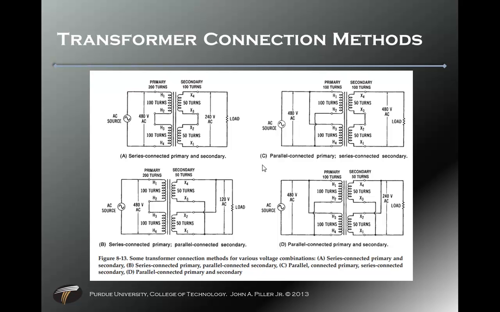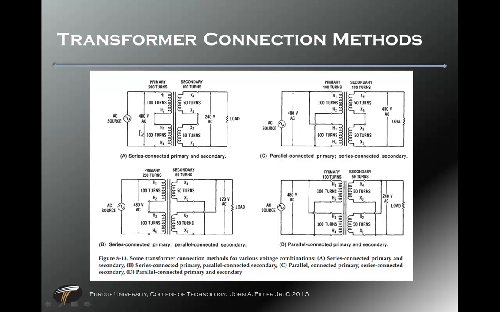Here I show 4 different ways a single-phase transformer could be wired up. If you look at the primary side of each of these 4, I'm going to talk about the top left corner, up here, you have an H1, an H2, an H3, and an H4. H designates high, so the primary goes there. We have an X1, X2, X3, and X4.